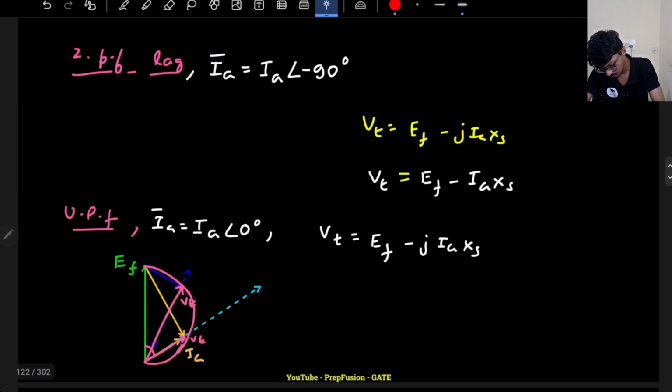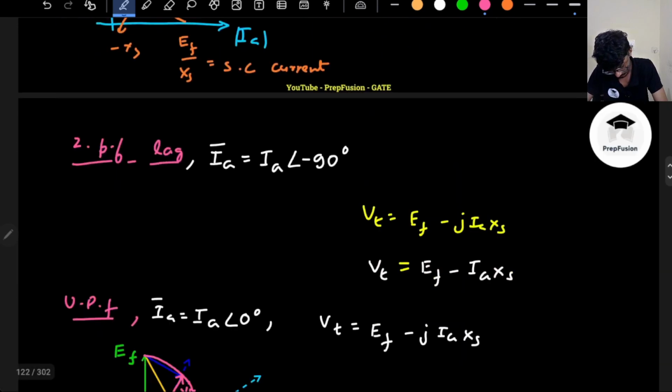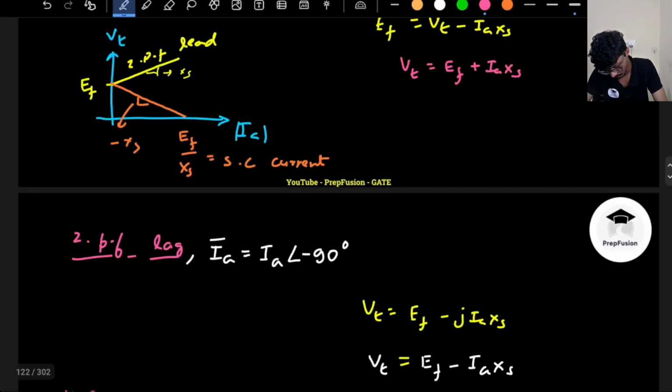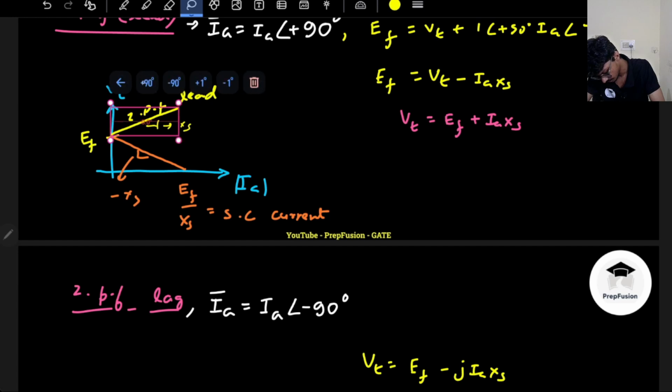When IA equals EF by XS, then my VT magnitude will be root 2 EF. It will be higher actually. So VT will not go to 0. It will be somewhere around here, root 2 into EF. So the graph would look somewhat like this. Not perfect though. This is actually more steeper. This should be more steeper.